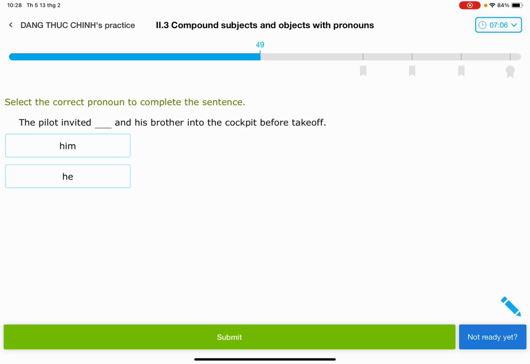The pilot invited him and his brother into the cockpit before takeoff. The pilot invited him. Since invited is an action verb, and after an action verb comes the object pronoun, we use him.